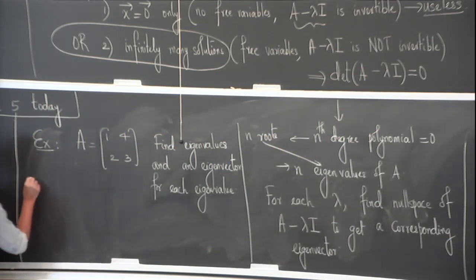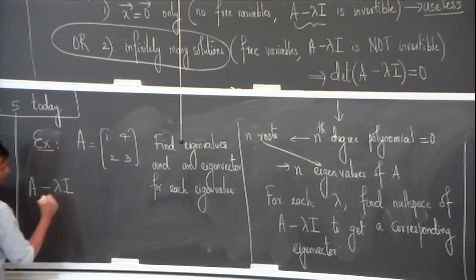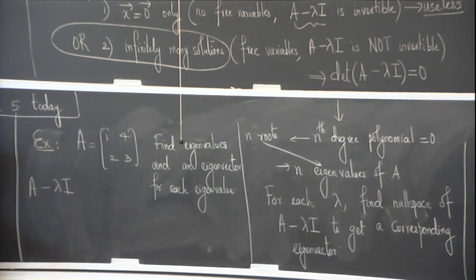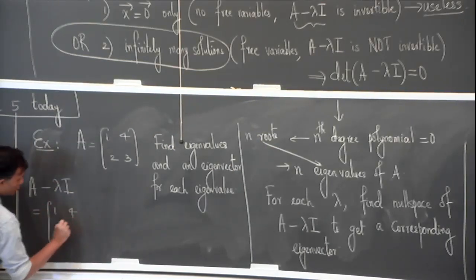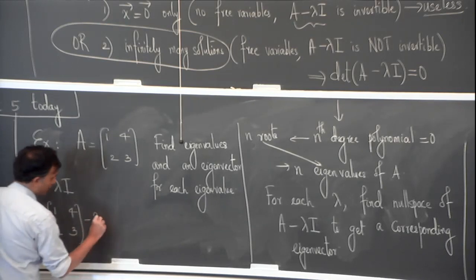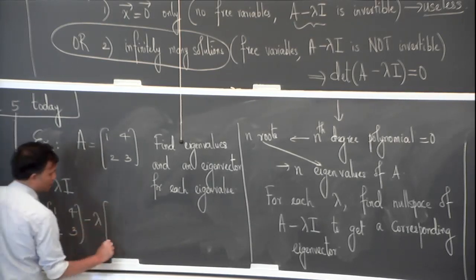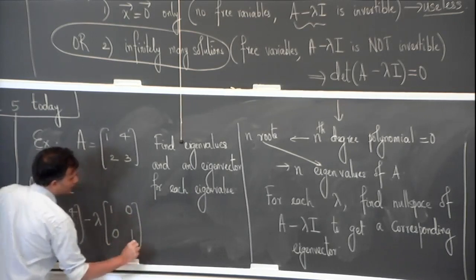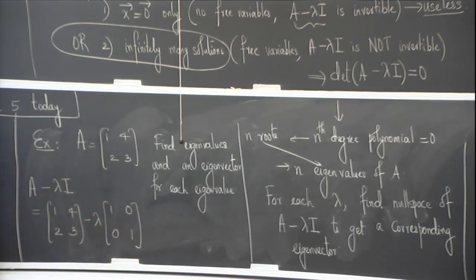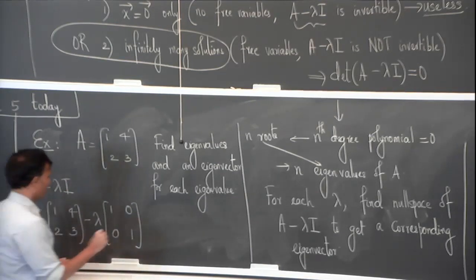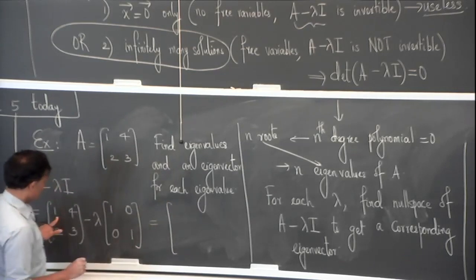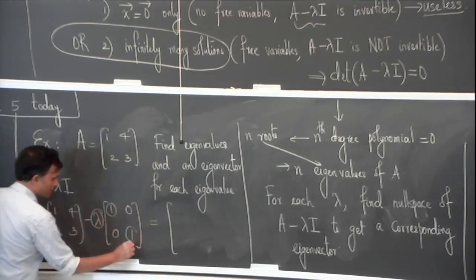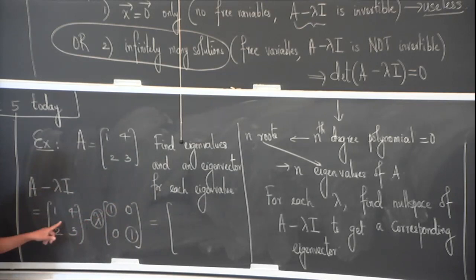So start with the matrix A minus lambda I, which when you see it for one example, you should be just able to replicate it pretty easily. Okay, so this is going to be 1, 4, 2, 3 minus lambda times the 2 by 2 identity matrix, which would be 1, 0, 0, 1. For a 3 by 3, it's going to be a bigger identity matrix, same process. And that's equal to, well, it's just the main diagonal elements which are affected here. So it's going to be 1 minus lambda, 4, 2, and 3 minus lambda.